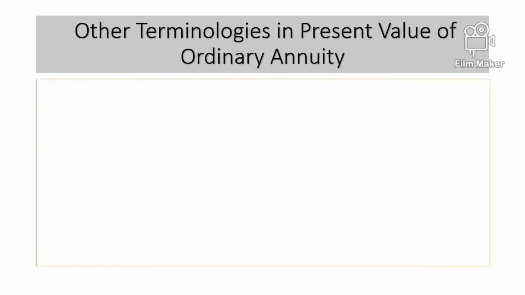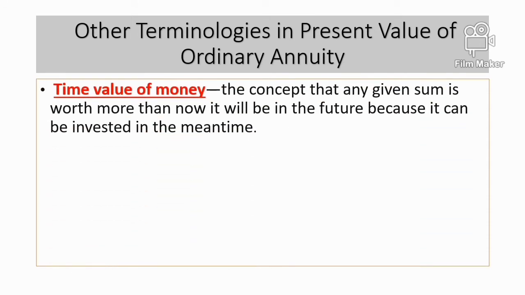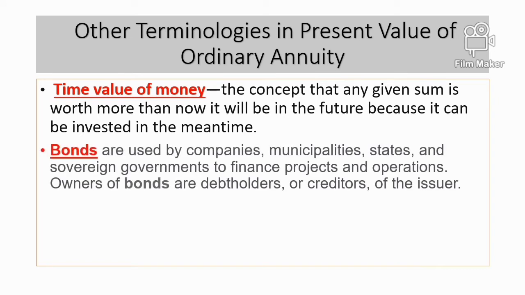Other terminologies in present value of ordinary annuity. Time value of money: the concept that any given sum is worth more now than it will be in the future because it can be invested in the meantime. Bonds are used by companies, municipalities, states, and sovereign governments to finance projects and operations. Owners of bonds are debt holders or creditors of the issuer.